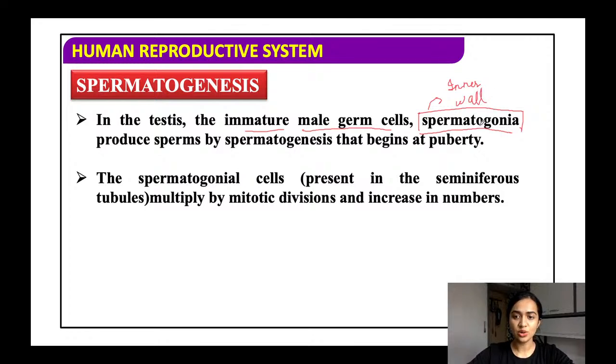Fine. And then what happens is that they undergo something called mitotic divisions. All right. And as soon as they undergo the mitotic divisions, now they have become 2N, or they are 46 in number. Fine.